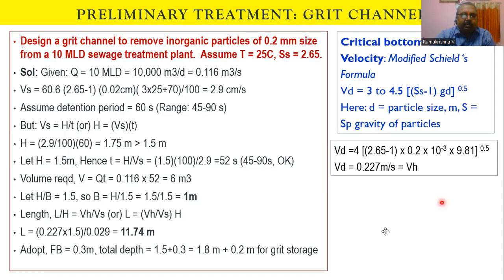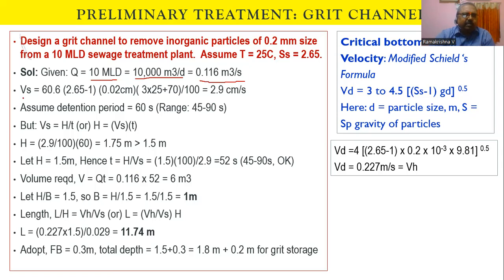Now we'll look at a small problem. Design a grit channel to remove inorganic particles of 0.2 mm size from a 10 MLD sewage treatment plant. Assume T is equal to 25 degrees centigrade and Ss is equal to 2.65. First of all, the discharge is given as 10 MLD, which is equal to 10,000 cubic meters per day, which is also equal to 0.116 cubic meters per second. We will use whichever value is required for conversions.